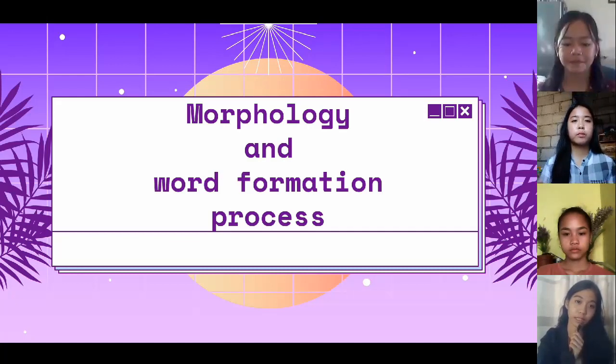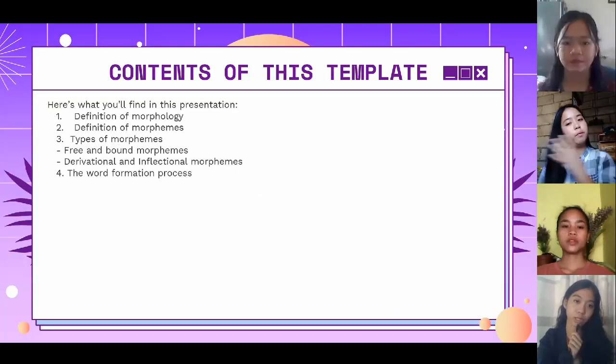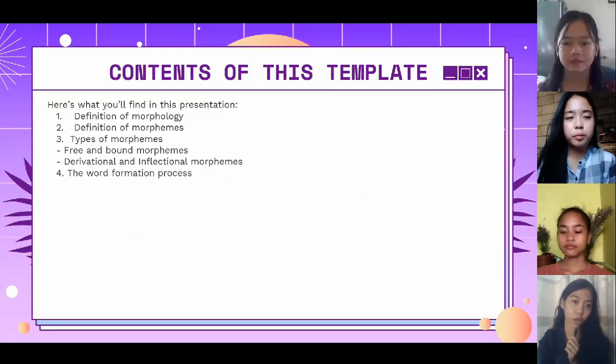So, contents of this template. Here's what you'll find in this presentation. Definition of morphology, definition of morphemes, types of morphemes, which are free and bound morphemes, derivational and inflectional morphemes, and the word formation process.